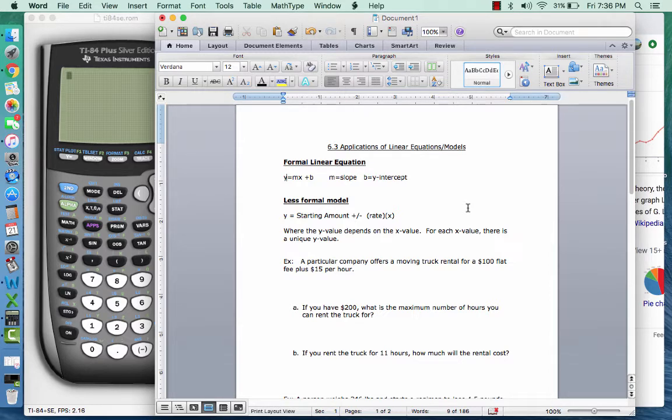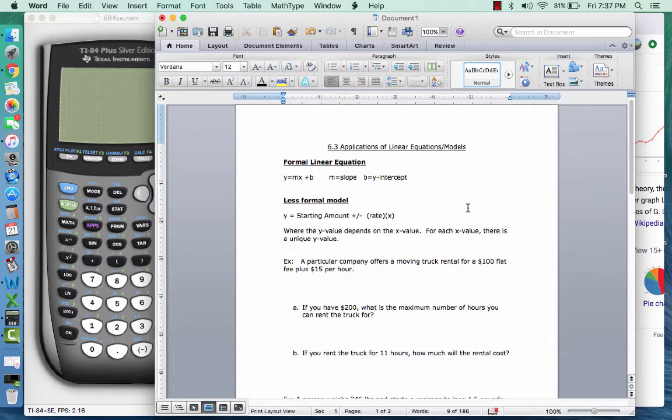This comes from section 6.3 of the old book that I used, and so we're going to be looking at problems that fit a linear model and creating an equation for that to solve the problem, or creating the equation and then using that equation to solve the problem or various situations from that model.